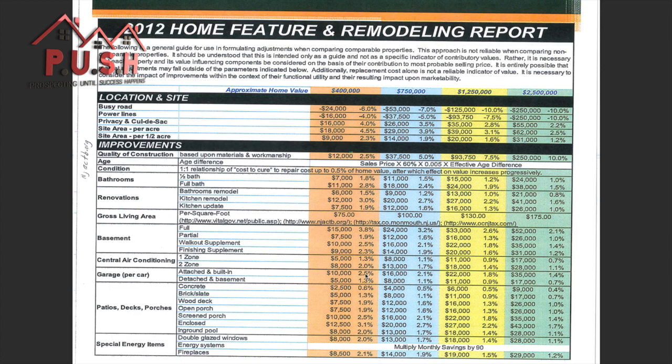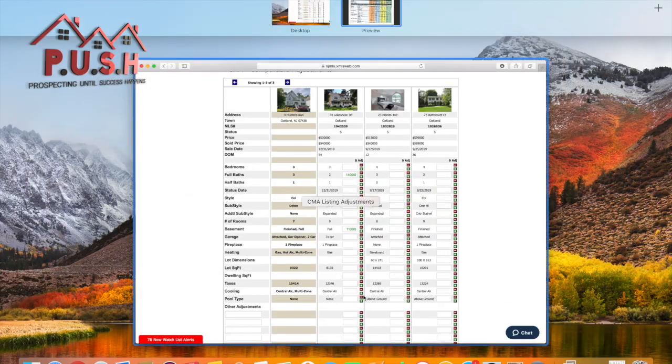For a property at 400,000 is about 2.5. For a property at 750 is about 2.1. I'm going to go right in the middle there, and I'm going to say 540,000 times 2.3%. That's 12,420. So I'm going to go back to my comp sheet.